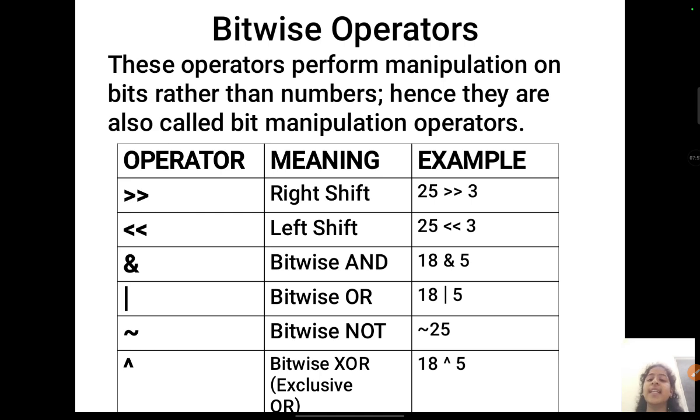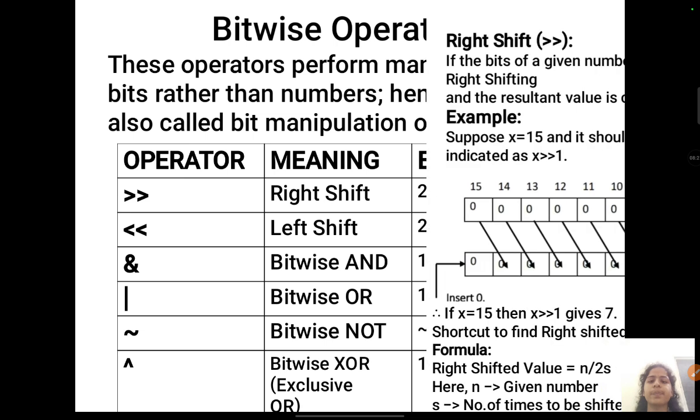Bitwise operators. These operators perform manipulation on bits rather than numbers. Hence, they are also called bit manipulation operators. Right shift: 25 >> 3, left shift: 25 << 3. Bitwise AND: 18 & 5, bitwise OR: 18 | 5, bitwise NOT: ~25, bitwise XOR or exclusive OR: 18 ^ 5.